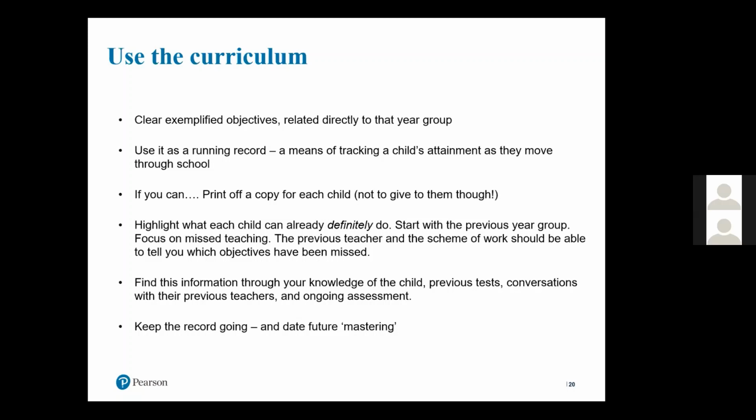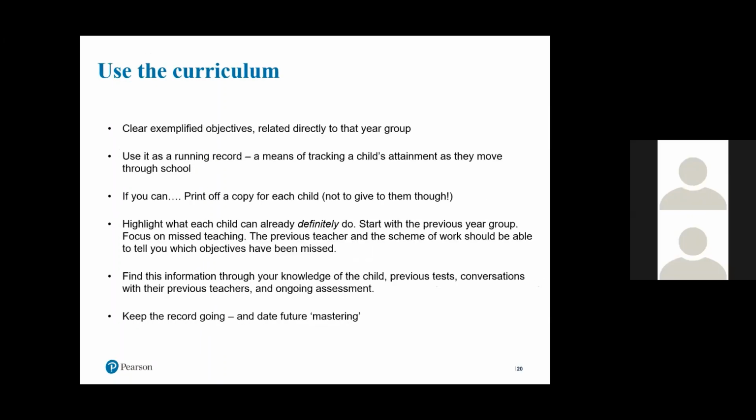Print out the curriculum document. A copy for each child is ideal. It goes up with them, you don't give it to them, it's your document. And highlight what children can already definitely do. Going forwards, as you test and teach further, highlight and date. When you're confident a child understands or has mastered something, the dating will be really useful as they move through the school. It'll tell you if a child is on track, trying to catch up, or moving ahead.